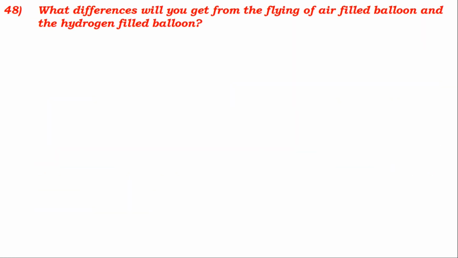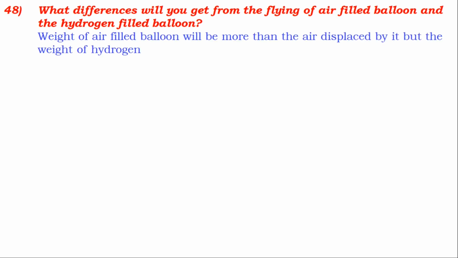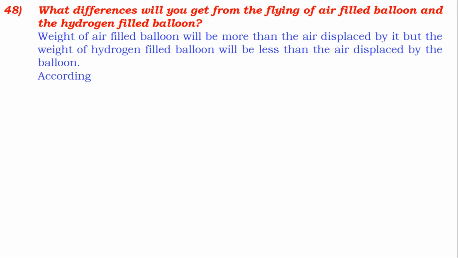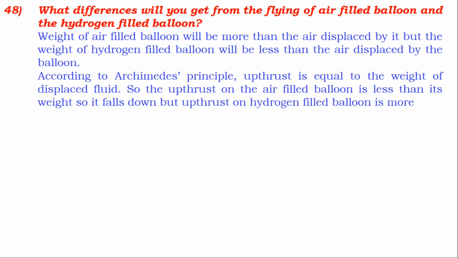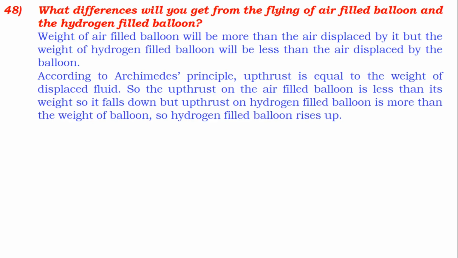Let's go to another question. What differences will you get from the flying of an air-filled balloon and a hydrogen-filled balloon? Certainly, the air-filled balloon goes down and the hydrogen-filled balloon goes up. The reason is that the weight of the air-filled balloon will be more than the air displaced by it, but the weight of the hydrogen-filled balloon will be less than the air displaced by the balloon. According to Archimedes' principle, upthrust is equal to the weight of displaced fluid. So, the upthrust on the air-filled balloon is less than its weight, so it falls down. But the upthrust on the hydrogen-filled balloon is more than the weight of the balloon, so the hydrogen-filled balloon rises up.